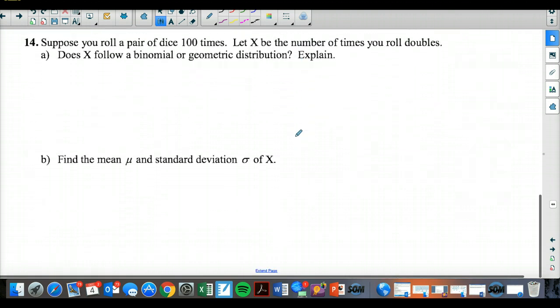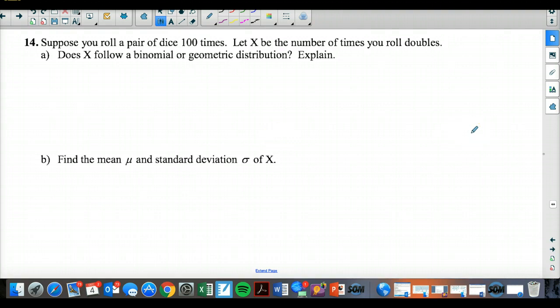All right, suppose you roll a pair of dice 100 times. Let x be the number of times you roll doubles. Does x follow a binomial or geometric distribution? Explain. That is bins. What are the 2 outcomes? Yep, doubles or not. Independent. When you're rolling dice, does rolling a 6 mean you won't get a 6 again? Nope, each is independent.